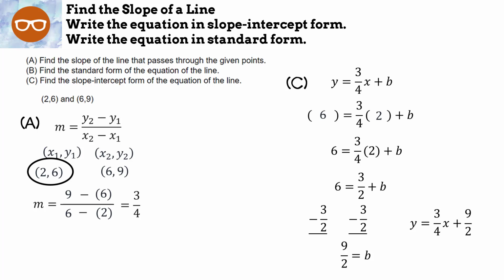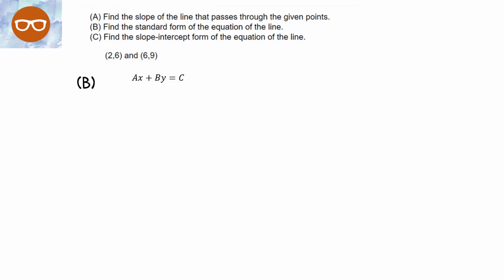Next, we need to find the standard form. The standard form is ax plus by equals c. For the standard form, we have to worry about two things. First, standard form does not contain any fractions. And second, the a in ax has to be positive. Let's look at the slope-intercept form. Y equals 3/4 x plus 9/2.